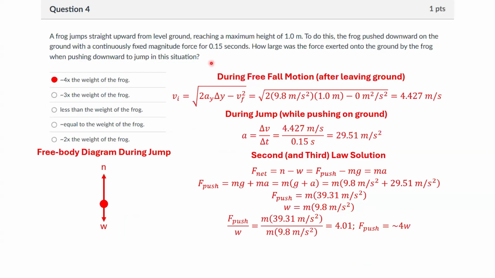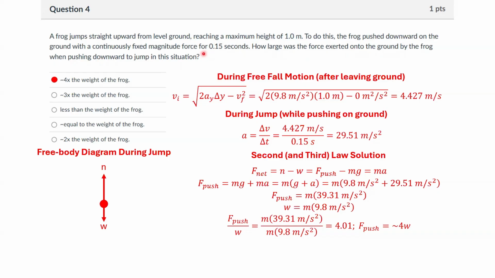All right, we brought back the frog from a previous quiz, had him or her jump straight up from ground level, reaching some height of 1 meter. And we're told to do this, the frog pushed downwards on the ground with a continuously fixed magnitude force. So that's important that the force was constant. We're told the amount of time the force was applied for. The question then is how large was the force exerted onto the ground by the frog when pushing downward to jump in this situation? So during that 0.15 seconds when the frog pushed downwards to jump upwards, how big was that force?